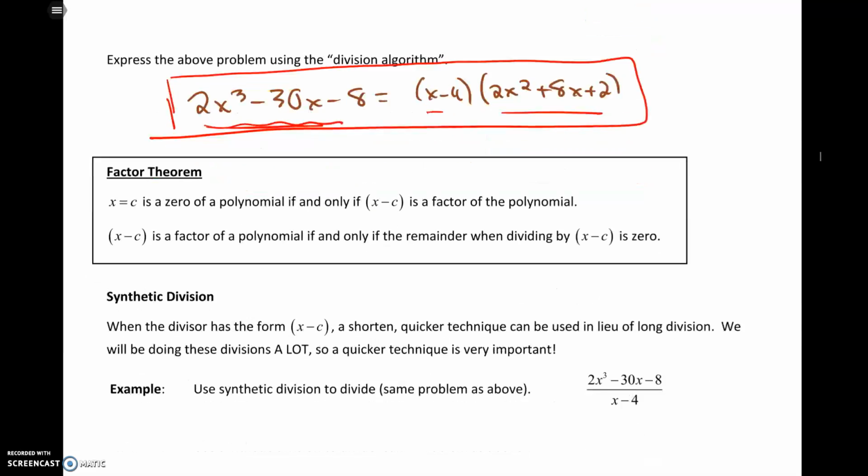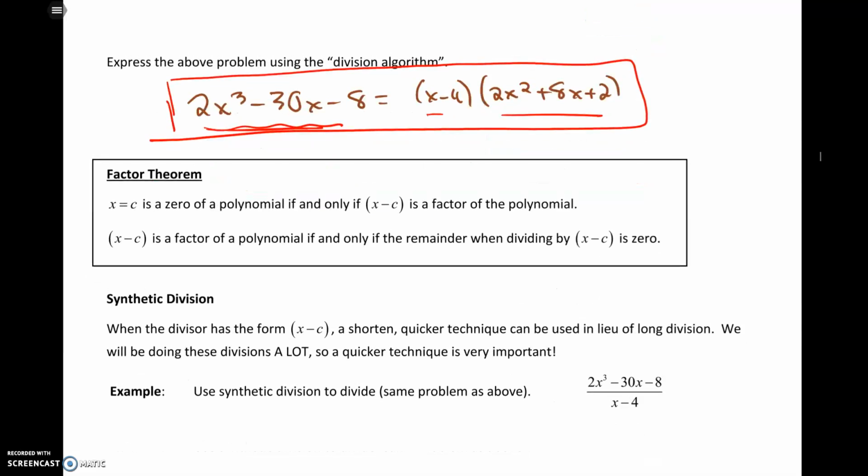All right, continuing the notes for section 3.3. The factor theorem states that x equals c is a zero of the polynomial if and only if x minus c is a factor of the polynomial. x minus c is a factor of the polynomial if and only if the remainder when dividing by x minus c is 0. So it feels like there's kind of two things here. Not sure why that is, but whatever.